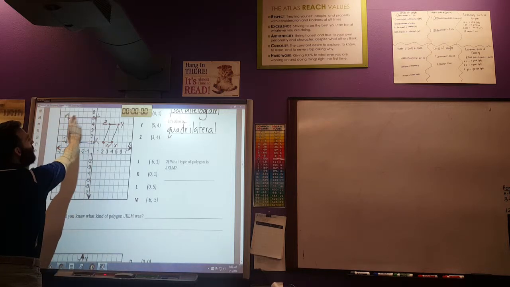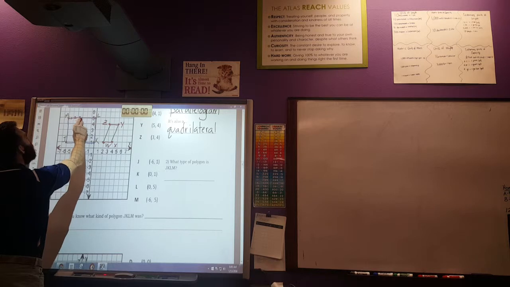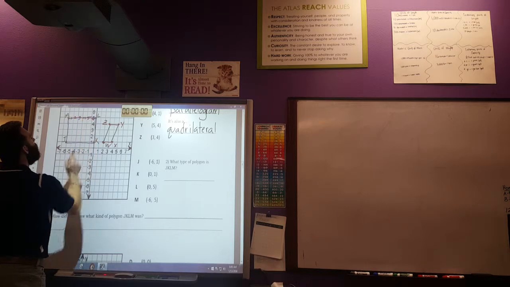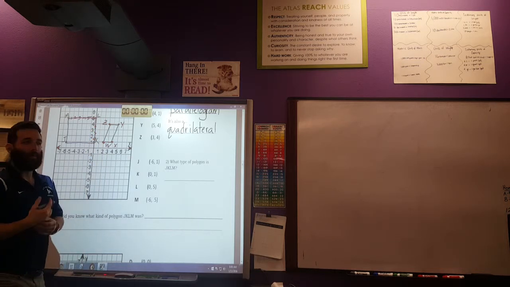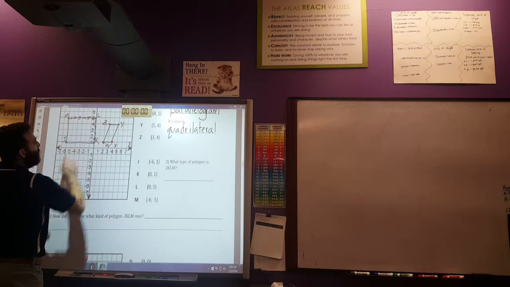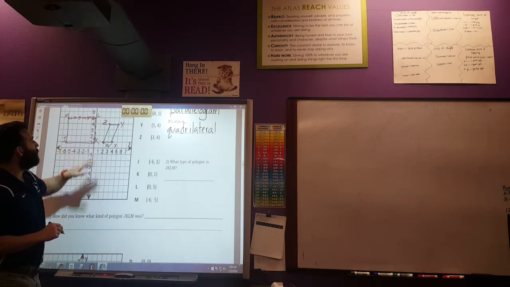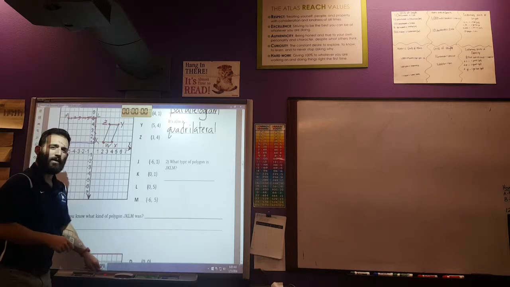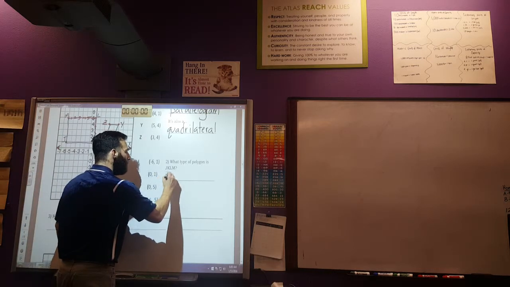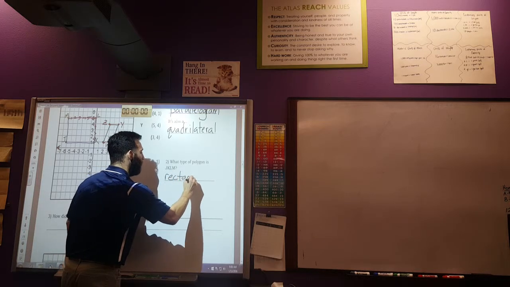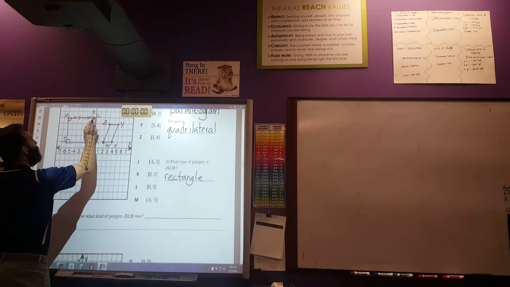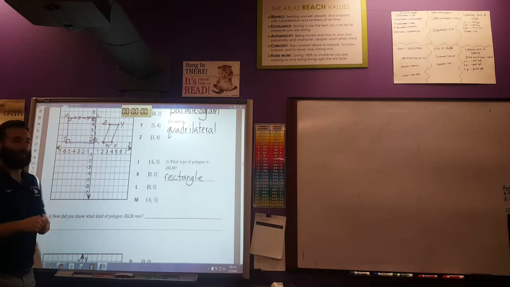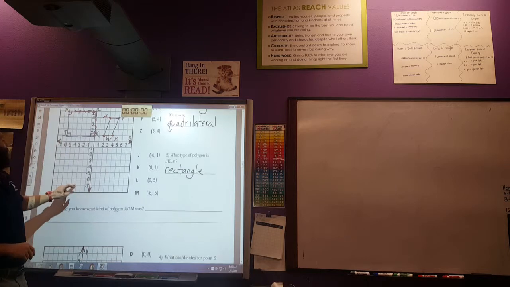From line segment ML, I have 1, 2, 3, 4, 5, 6 spaces. 1, 2, 3, 4. And see, now that's why I'm glad I counted that, because I can see that this distance here is 6, this distance is 4, which means I know that it can't be a square, but it can be a rectangle. And I know it's a rectangle because I see that there are 1, 2, 3, 4 right angles, and the opposite sides are equal in length and parallel. And that kind of says that right down here.